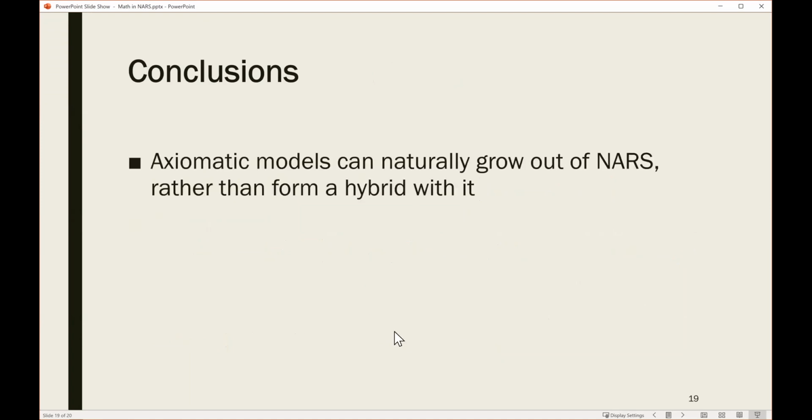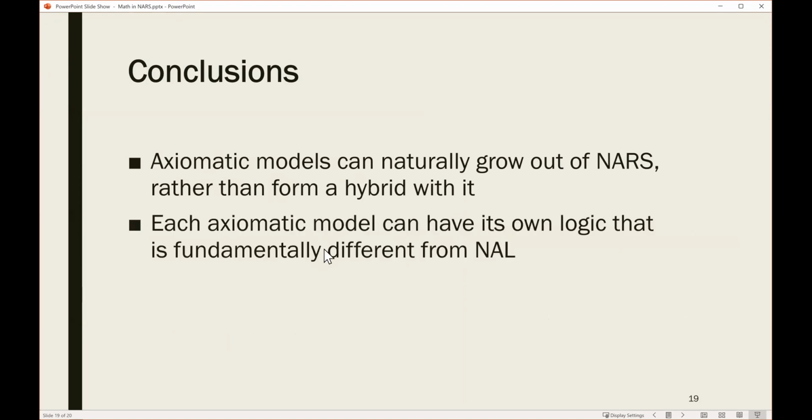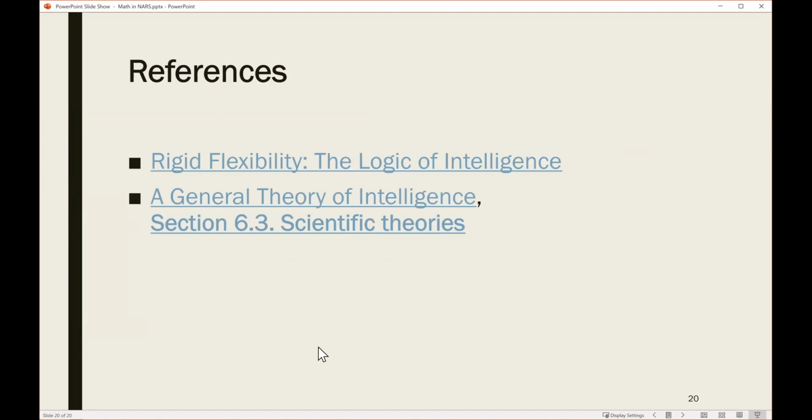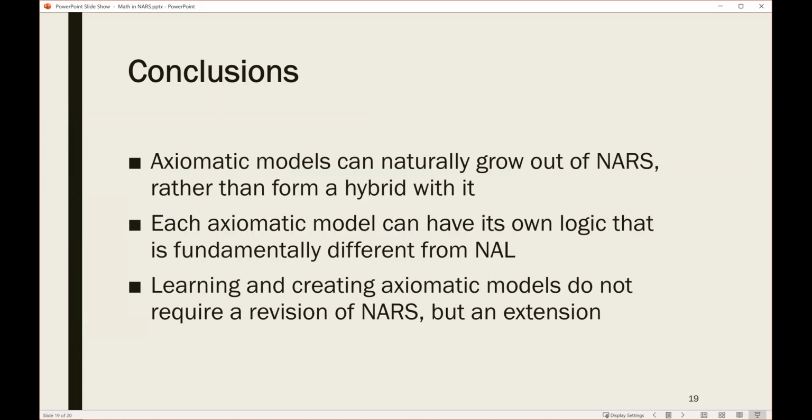So, conclusion. I think axiomatic models can naturally grow out of NARS, even though NARS is not axiomatic in principle. Instead of using a hybrid approach with some kind of combination of axiomatic and non-axiomatic, the axiomatic model can have its own logic that's very different from the non-axiomatic meta-logic. There is no contradiction there. And this is a big claim: I think in principle, the current design of NARS is completely compatible with adding mathematics into it. There is probably only some small revision, no major revision. It's basically an extension; we need to add more things into it.